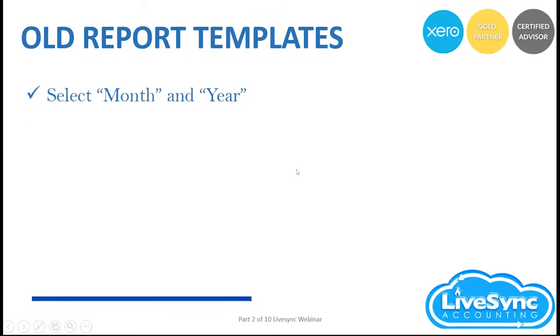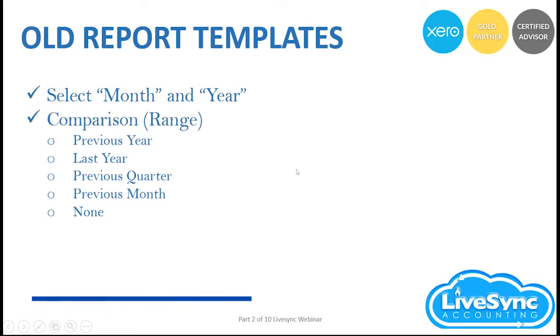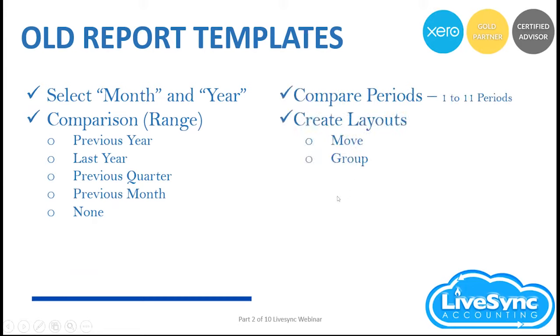So the old report templates, you have the ability to select the month and the year. You can have the ability to select the comparison, either the range, it's fixed, either previous year, last year, previous quarter, previous month, and none. And you can also compare periods up to 11 periods maximum. And you can create layouts through a move option and a group option.